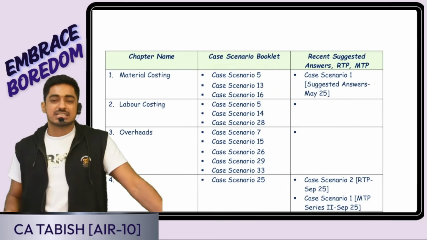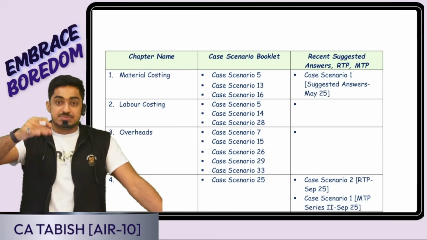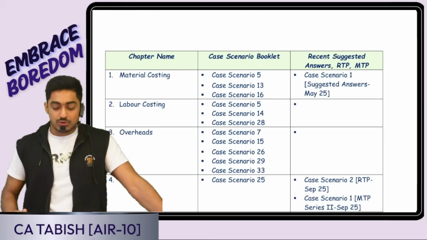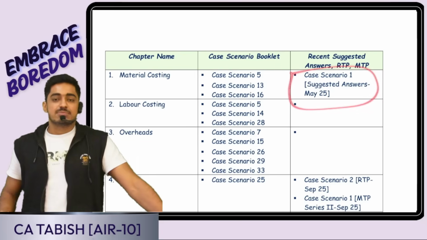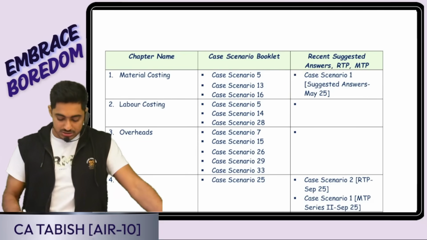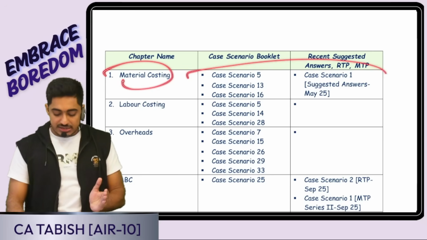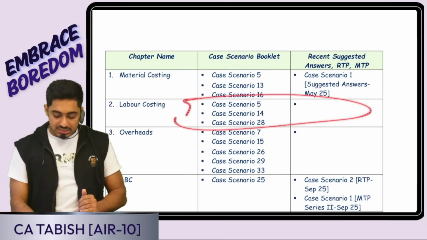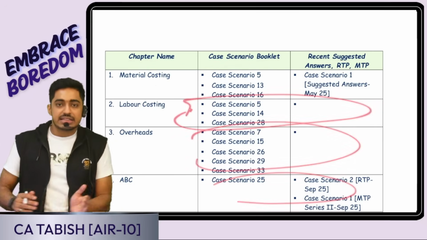Apart from that, past papers, RTP and MTP subsequent to the time the case scenario booklet was released: in the May 2025 exam suggested answers, case scenario 1 was from the chapter of material costing. So first we'll come to material costing and discuss all this. Then we'll go ahead to labor costing and discuss questions. Overheads, ABC, in that order we'll go ahead.